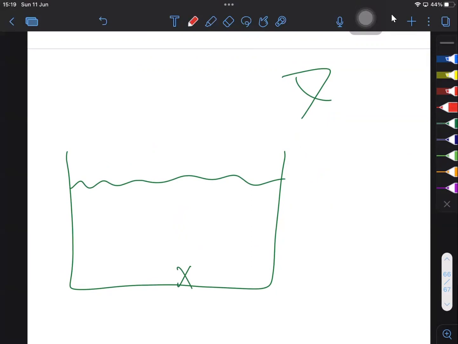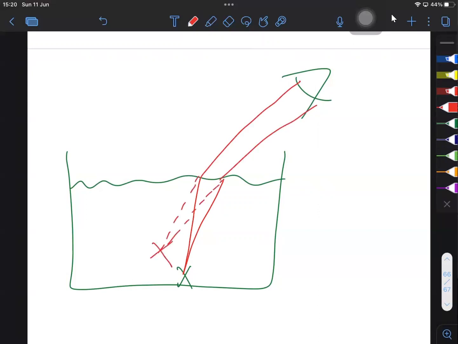The proper way is to do something like this. You're supposed to draw the light rays out here, bend it here, and then mark a dot where the image was supposed to be. But this is very hard for the students also, I noticed. So once again, there is a way to cheat.